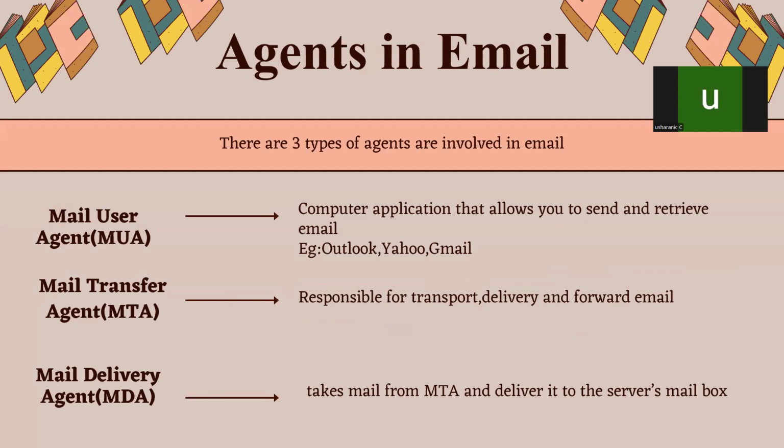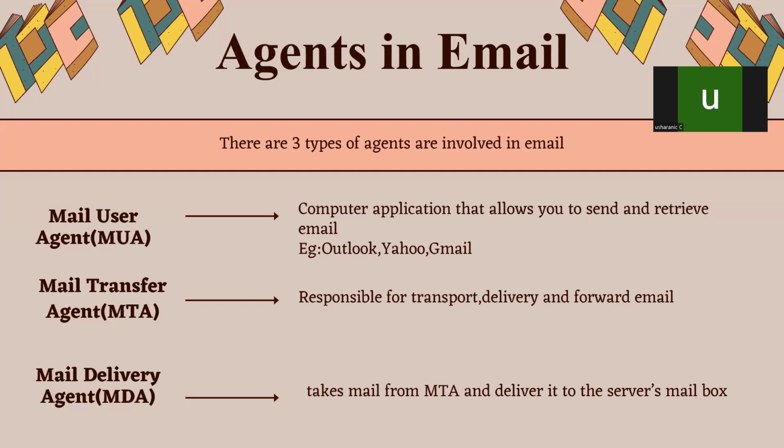Next, there are three types of agents involved in email. First one is the mail user agent, that is MUA, then the mail transfer agent, MTA. Last one, the mail delivery agent, MDA. First, the mail user agent is also referred to as the email client. It is a computer application that allows you to send and retrieve mail, for example Outlook, Yahoo, and Gmail. It is what you interact with, as opposed to the email server which transports the email.